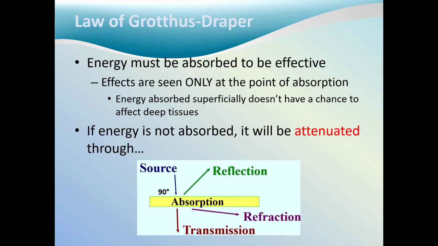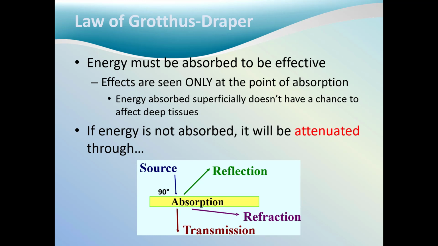The law of Grotthus-Draper states that there is an inverse relationship between the penetration and absorption of energy, by which any energy that penetrates the body and is not absorbed by one tissue layer is passed along to the next layer. The more energy that is absorbed by the superficial tissue, the less remains to be transmitted to underlying tissues. Energy must be absorbed by the target tissue to be effective. The effects of treatment are only seen at the point of absorption. Any energy that gets absorbed by superficial tissues may not have a chance to affect deeper tissues.